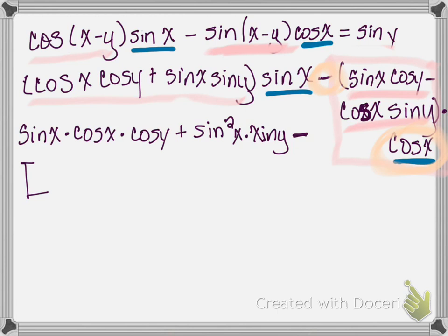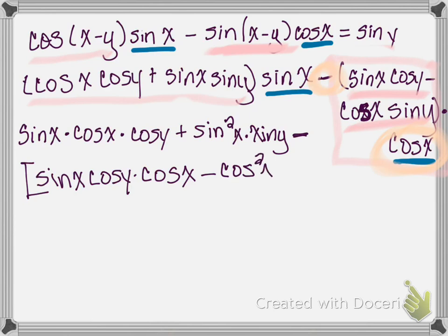So I have the sine of x times the cosine of y times the cosine of x. Okay, then I am subtracting the cosine of x times the cosine of x, which gives me cosine squared of x times sine of y. Okay? Now, I also have to distribute my negative.